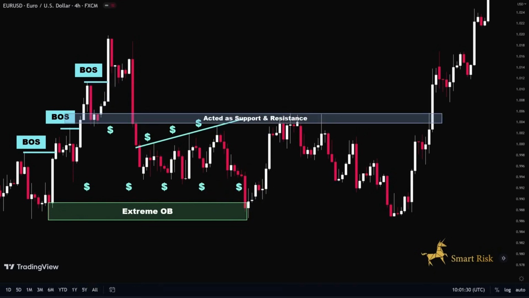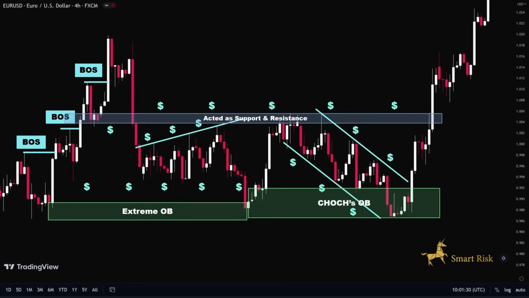This zone has generated significant liquidity above it. If we move our attention a bit lower, we can identify this bearish channel. Liquidity has accumulated both above and below this channel. As you can see, price, after reaching this order block formed by the change in character wave, sharply moved to the upside, sweeping the liquidity above the channel and triggering the stop losses of traders who had entered sell positions.